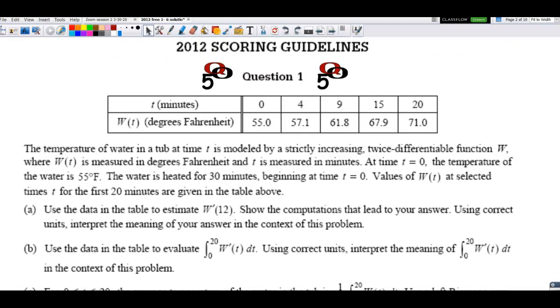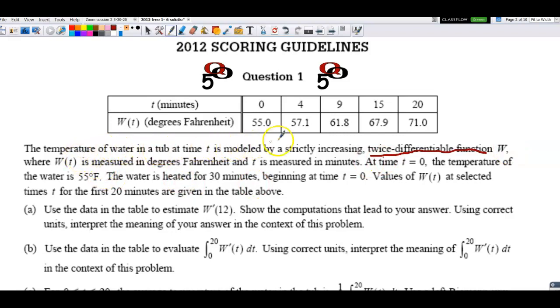The temperature of water in a tub at time t is modeled by a strictly increasing, twice differentiable, important, I want to underline that or circle that, twice differentiable. So there is a first and a second derivative. If you're wondering, what does twice differentiable mean? A first and a second derivative. So let's go back again.